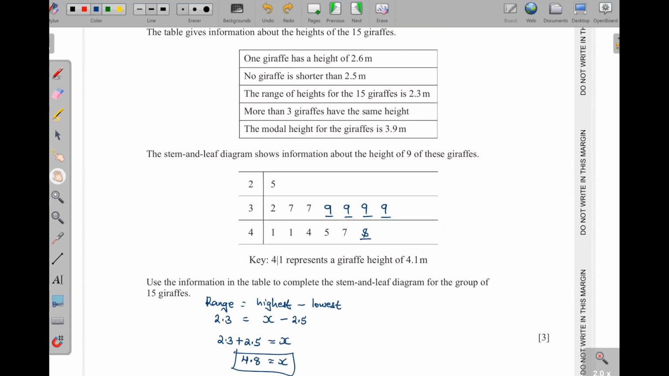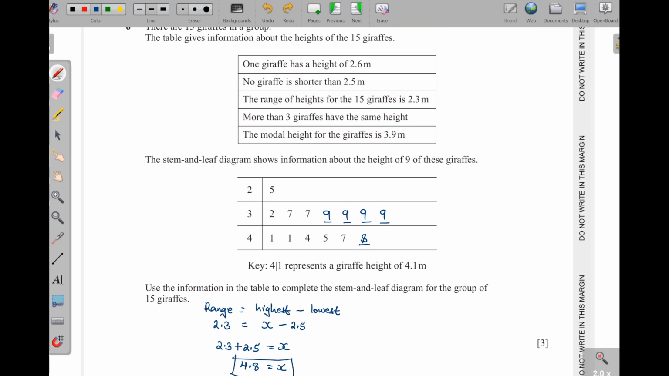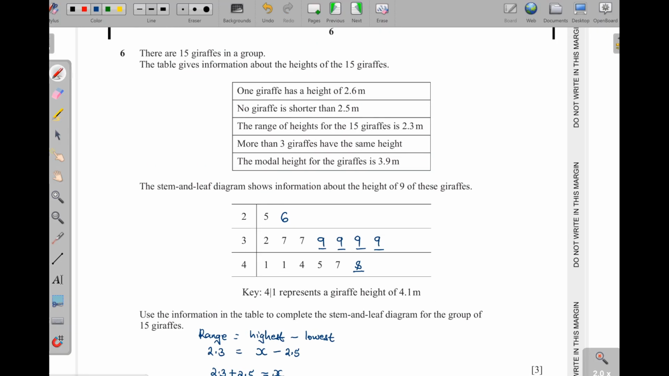Then one giraffe, they said one giraffe has a height of 2.6. So that means I'll write a 6 here. How many giraffes did they give us, by the way? They are 15. So let's count and see. 1, 2, 3, 4, 5, 6, 7, 8, 9, 10, 11, 12, 13, 14, 15. So that means the 3.9 was supposed to appear 4 times. As simple as that.